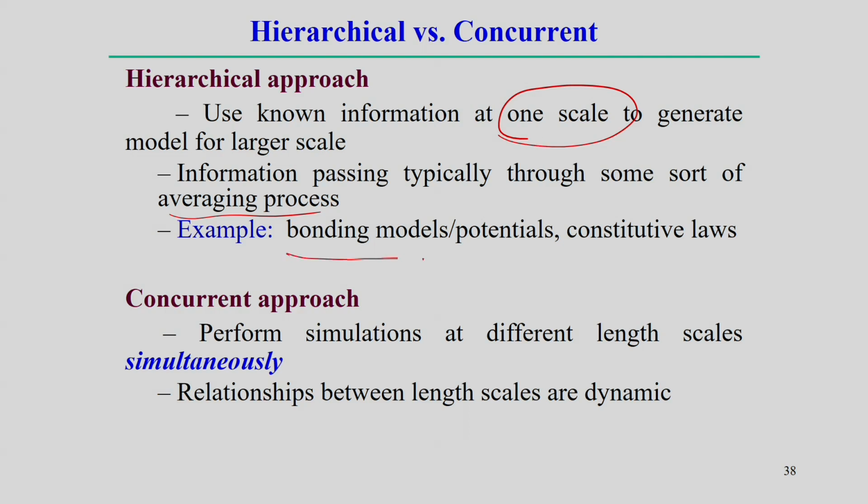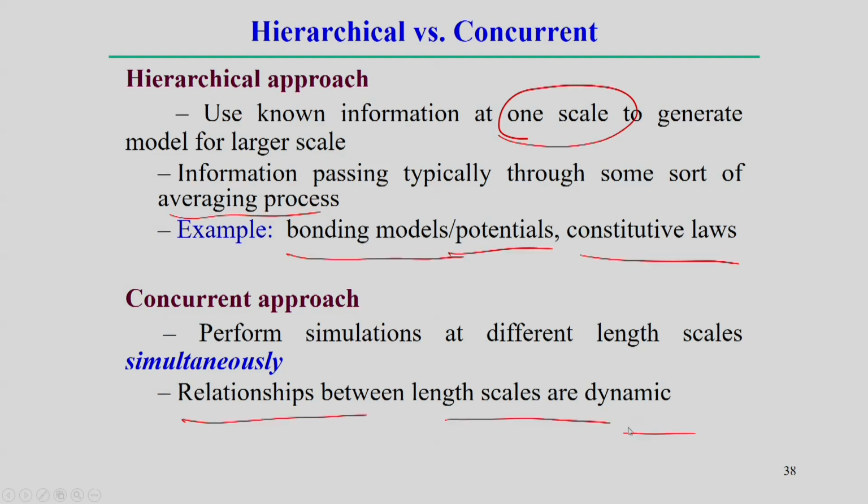For example, in that case bonding models, potentials and constitutive laws can be developed just by looking into the lower scale. The concurrent approach is to perform simulations at different length scales simultaneously. So, at a time, at the different length scales we perform the simulation, but the difficulty is how to link, how to get the information from one scale to another scale. The relationship between the length scales in this case is mostly dynamic in nature.